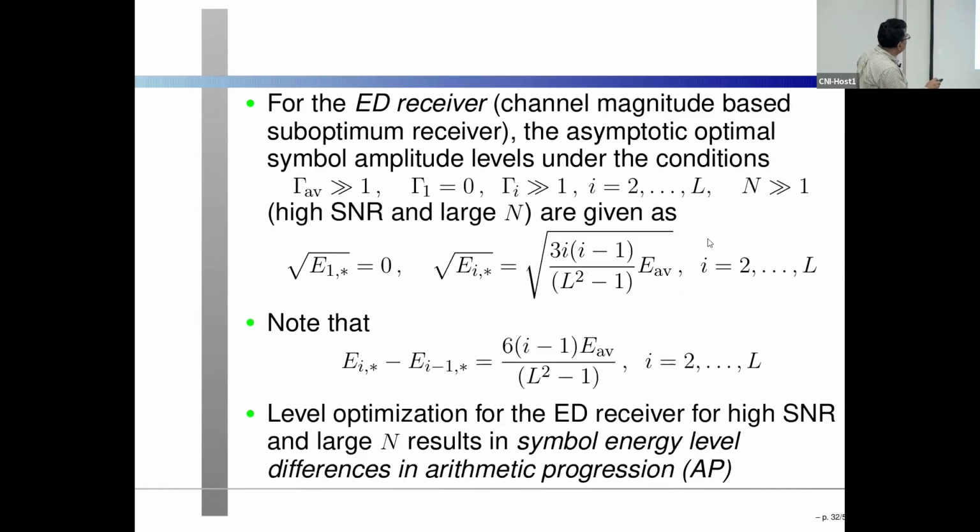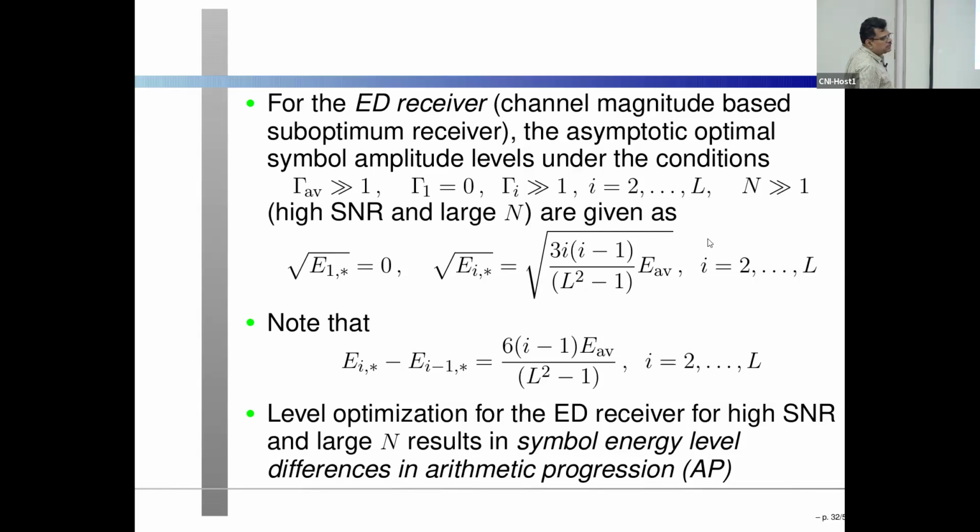Okay, this is WENVD. Now ED receiver is interesting. So here basically you have this expression that the difference between the energies will be in arithmetic progression. You can express the energy like this, the EI root of EI like this. These are the amplitude levels. But the bottom line is that the difference of the energy levels are in arithmetic progression.